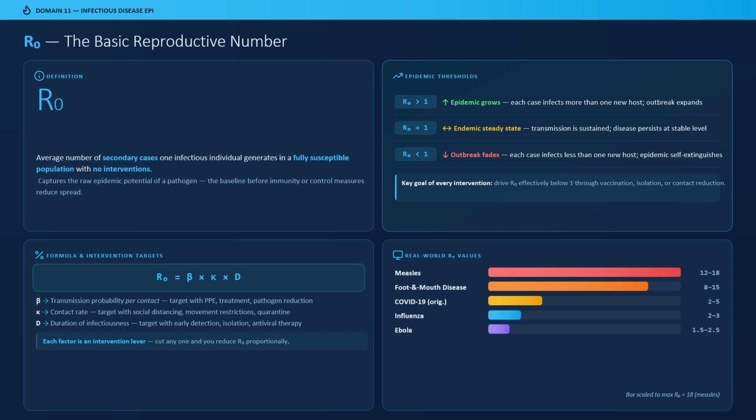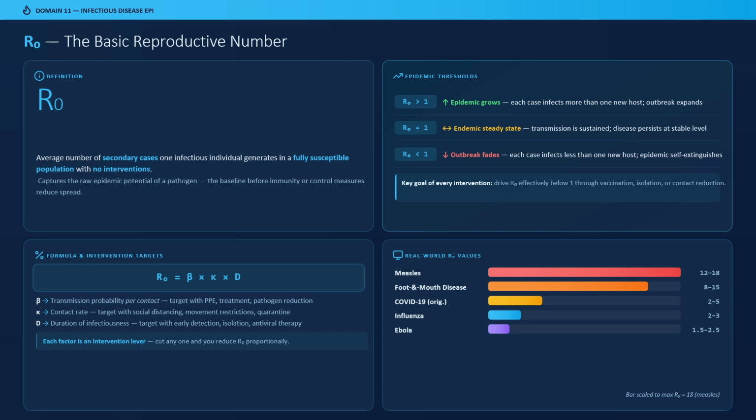about R-naught, the basic reproductive number. This is probably the single most famous number in infectious disease epidemiology, and after the last few years, it's a number the general public has opinions about too. So let's make sure we're precise about what it actually means.